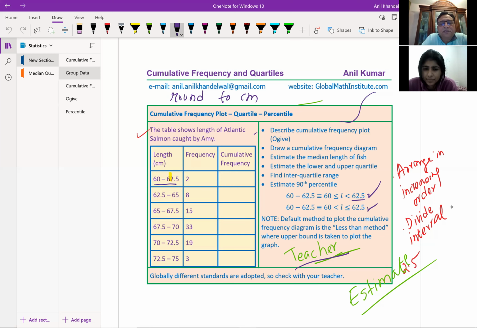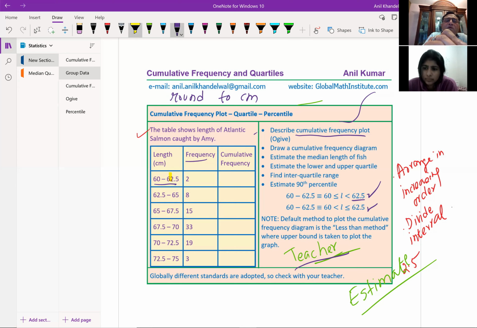Now, this number within that interval is called the frequency. Cumulative frequency is the running total of your frequency. That is cumulative, right? Add on. So that is the meaning of cumulative frequency. So what we need to do basically is that we are saying how many are below 62.5. That is what we are trying to say, correct?